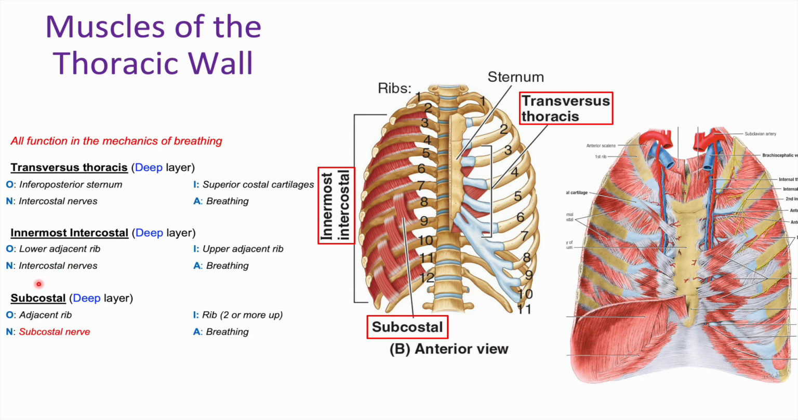And so finally, we have our subcostal muscles, and they're going to originate from a rib, and they're going to insert at another rib. It's going to be either 2 up, or it can sometimes be a little bit more. And this is going to be our exception to the innervation. So here, we're innervated by the subcostal nerve. So subcostal muscle, subcostal nerve. All of the other muscles are going to be intercostal nerves.